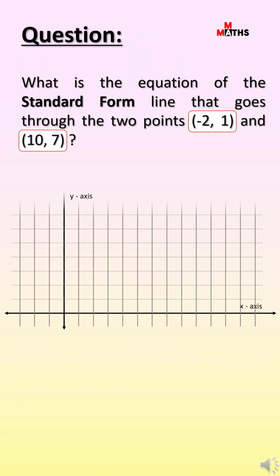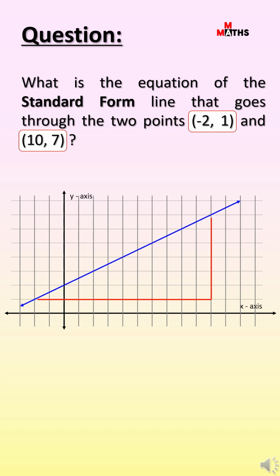Going back to our graph of the line, rather than using the 2 specific points (minus 2, 1) and (10, 7), let's treat those endpoints generically. We'll call the lower one (x1, y1) and the upper one (x2, y2). And we'll have a general point which ranges between those, which we'll call (x, y).